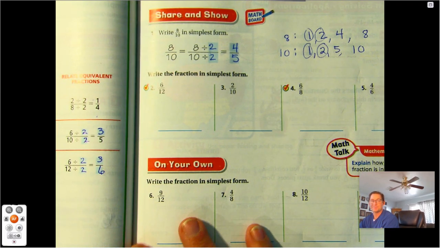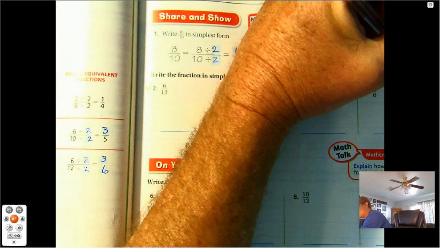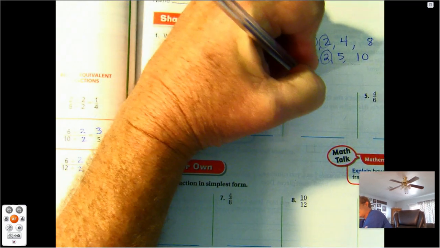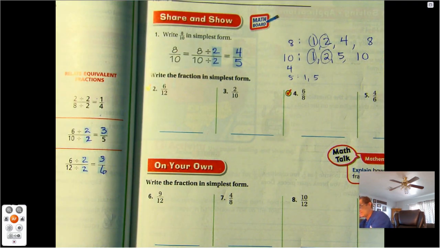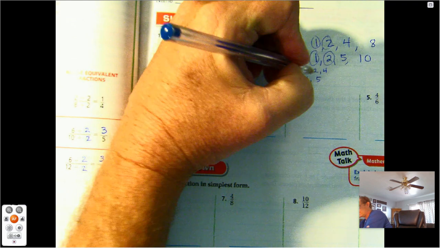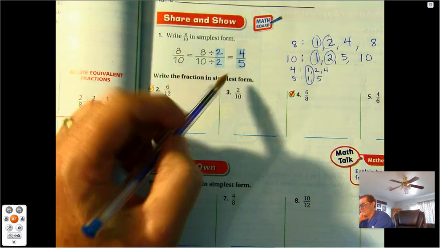And then we can double check to see if we're right. What are the factors of 4 and 5? Well, the only factors of 5 are 1 and 5. And the factors of 4 are 1, 2, 4. So 1 is the only common factor. So this is in simplest form.